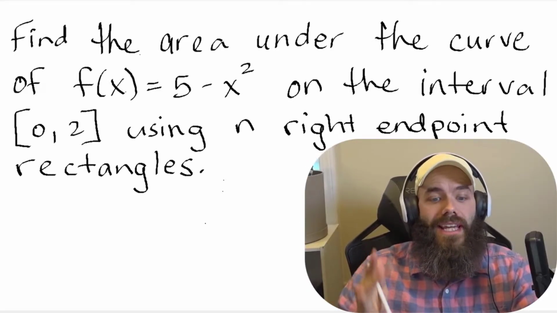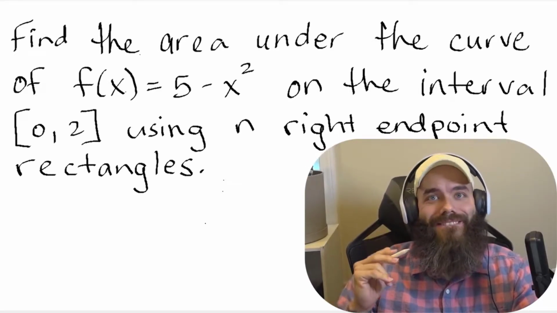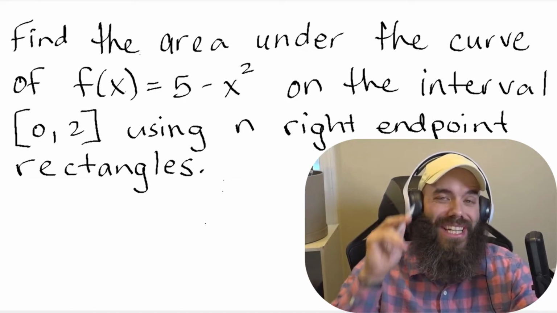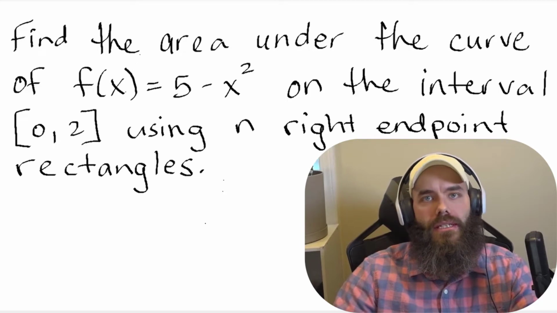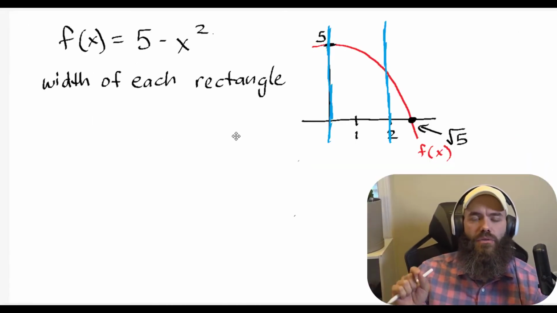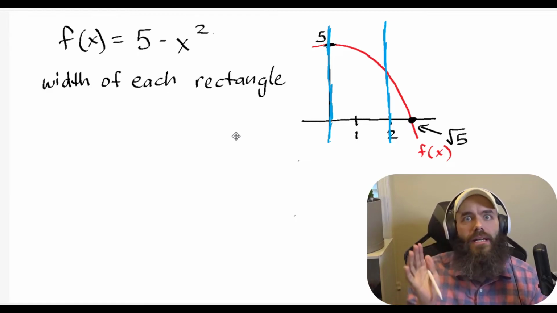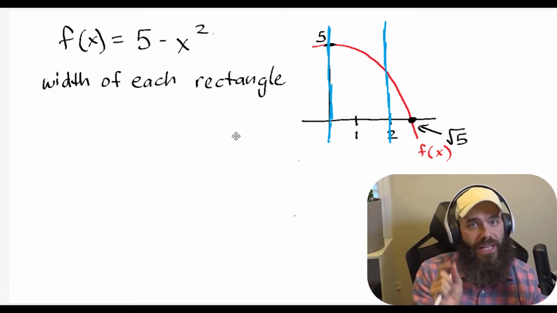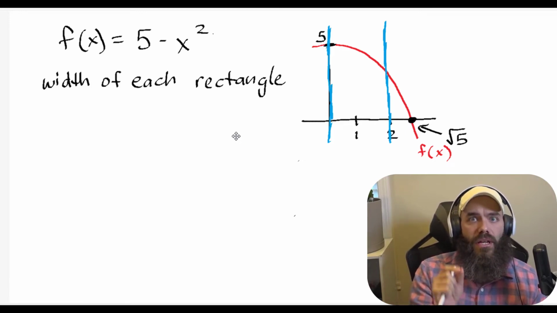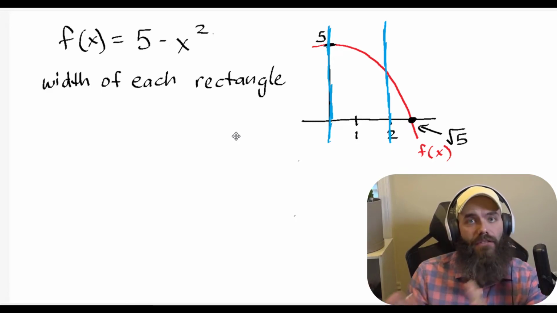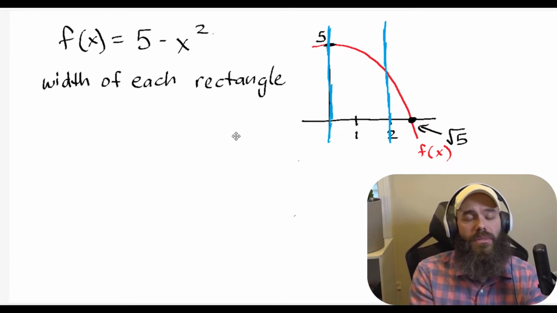All right, so let's find the area under the curve of the function 5 minus x squared on the interval 0 to 2 using n right endpoint rectangles. Let's first think about the width of each of these rectangles. Let's take 4, for instance. If I want 4 rectangles on the interval from 0 to 2, they have to be equal in width. Then I'm taking an interval of length 2 and dividing it by 4, and so the width of each of those rectangles or subintervals would be 1/2.